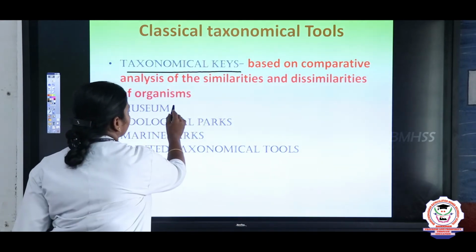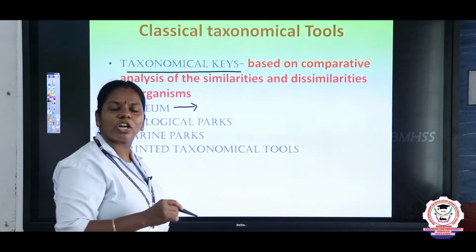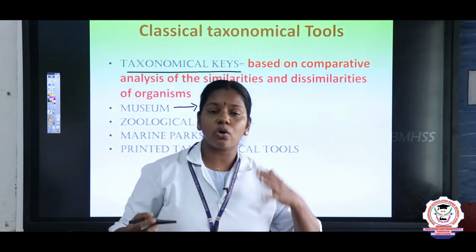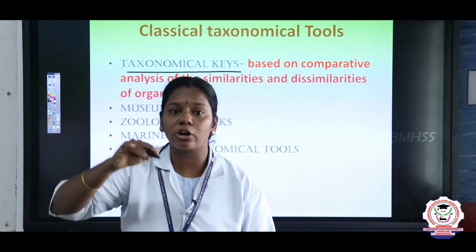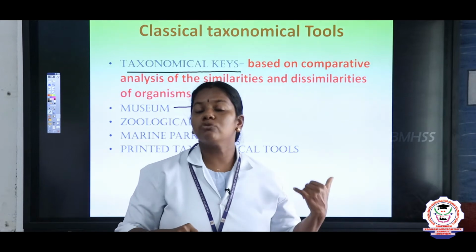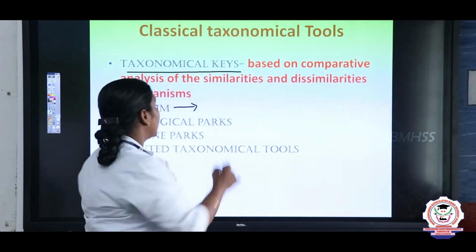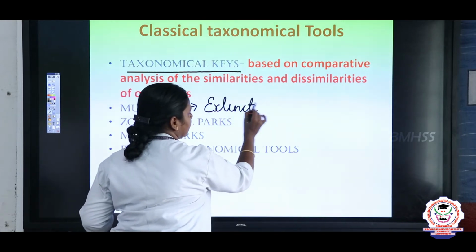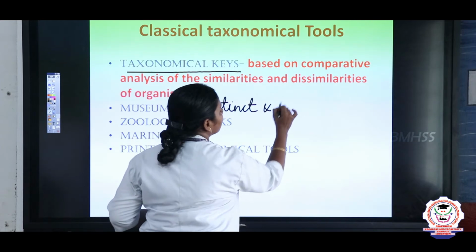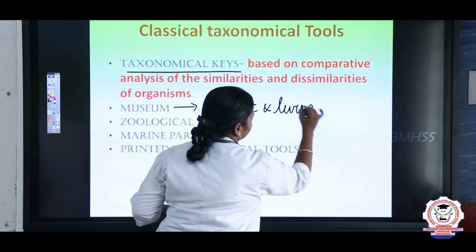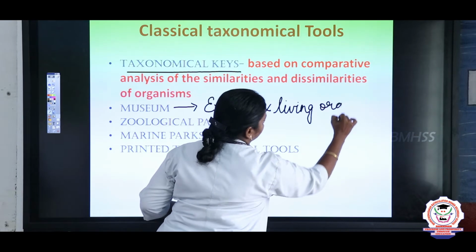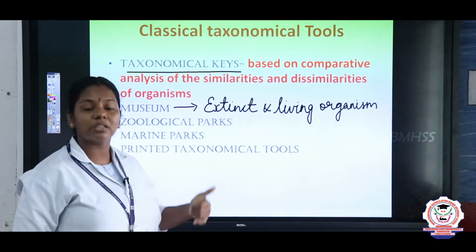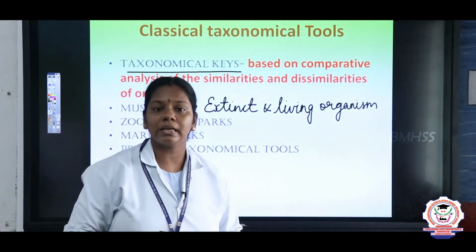And museum, right? If you go to a museum, what are all the things you can see, children? You can see the organisms, animals, snakes, all the animals preserved in formalin solution, right? In the museum we can understand about the extinct. What do you mean by extinct? Azhindhu pona, right? Extinct as well as living organisms. So the preserved organisms we can see in the museum.